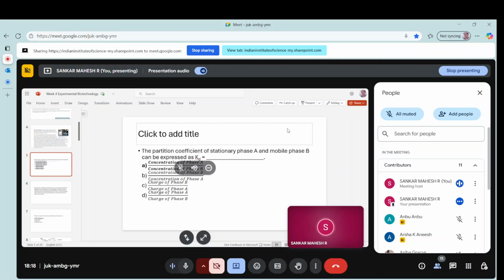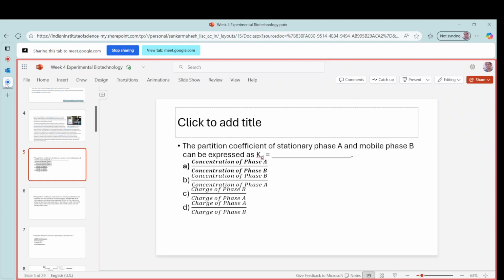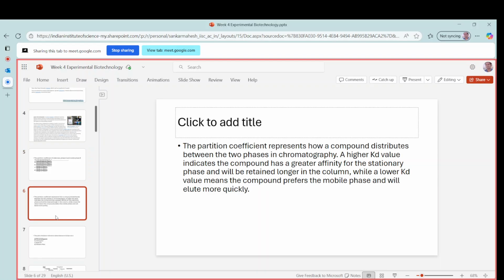Okay, so with respect to this, although charge is what determines how much of a particular molecule can bind to the stationary phase and how much of it can come to the mobile phase, we estimate this partition coefficient with how much it is bound. We will not estimate the charge, but rather we will estimate the concentration, which is why the right answer for this question is concentration of phase A by concentration of phase B. Right. So the explanation is given here.